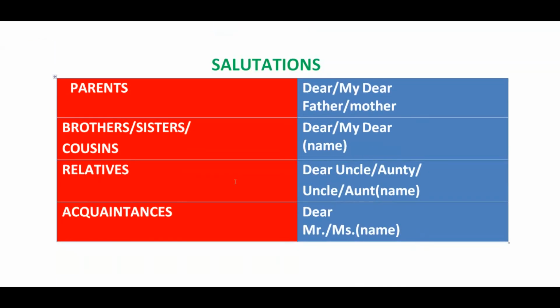Then coming to the acquaintances: the person whom you know a bit but they are not very close to you. In that case, it's better to write like this: dear Mr. and then the name, dear Mr. Sharma, dear Mr. Gupta, somewhat like this. So that is a proper way of writing the salutation.